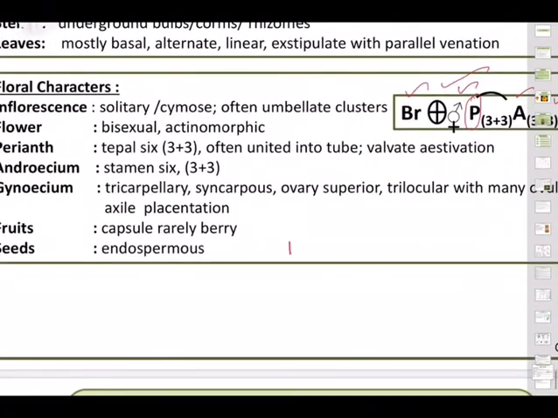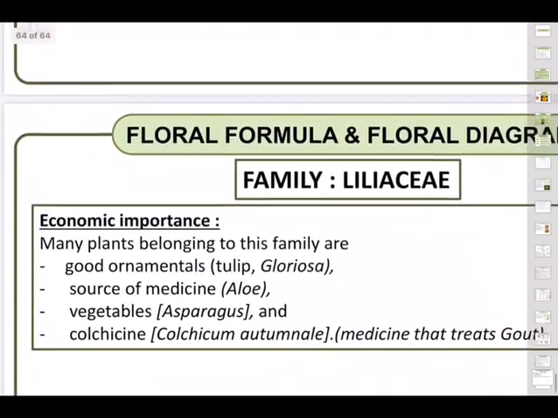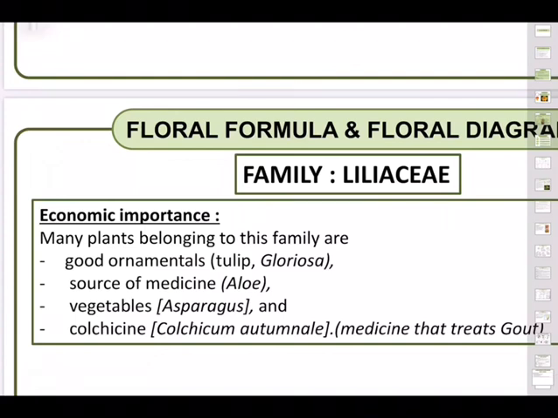Based on that, it is easy for you to write the floral diagram. And then, why should we study this family? Mainly for economic importance. Many plants belonging to this family are ornamental plants like tulip, beautiful flowers. In many movies they go all the way to Switzerland, acres and acres of tulips, and gloriosa, and a source of aloe vera, of course you know it, and then asparagus, vegetables, and a medicine that treats gout, that is colchicine.